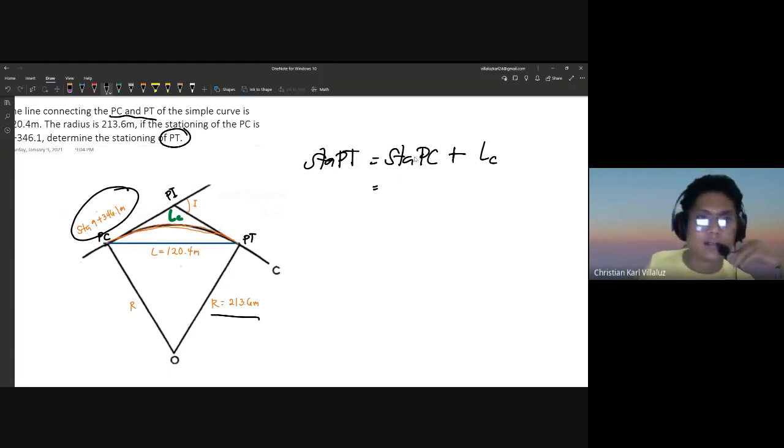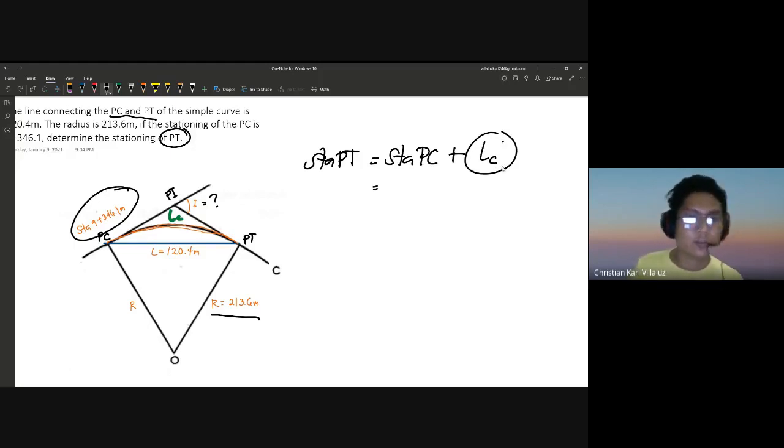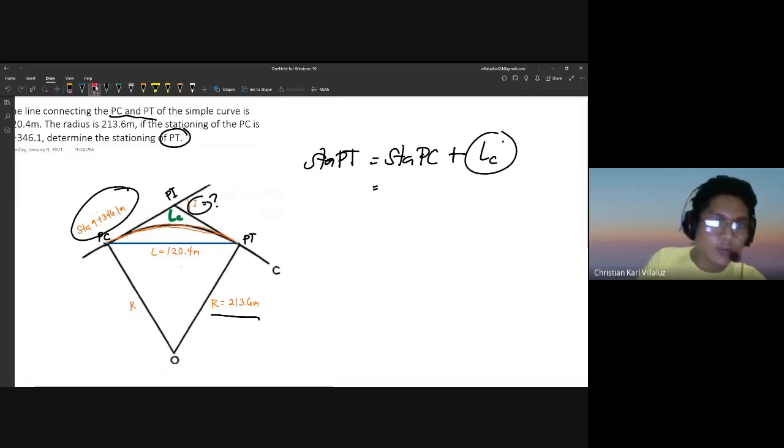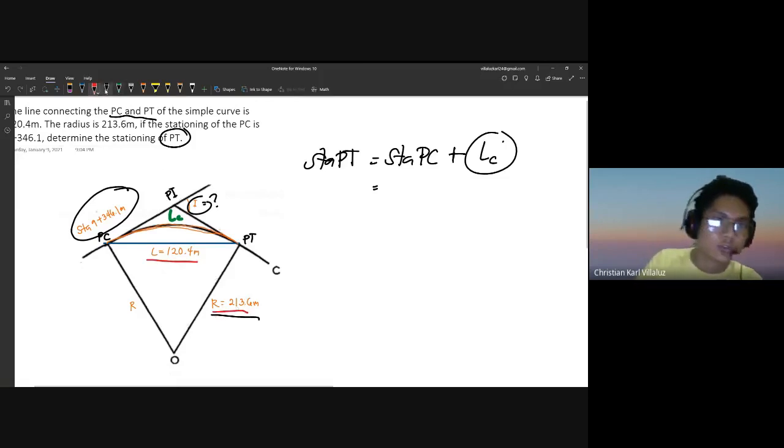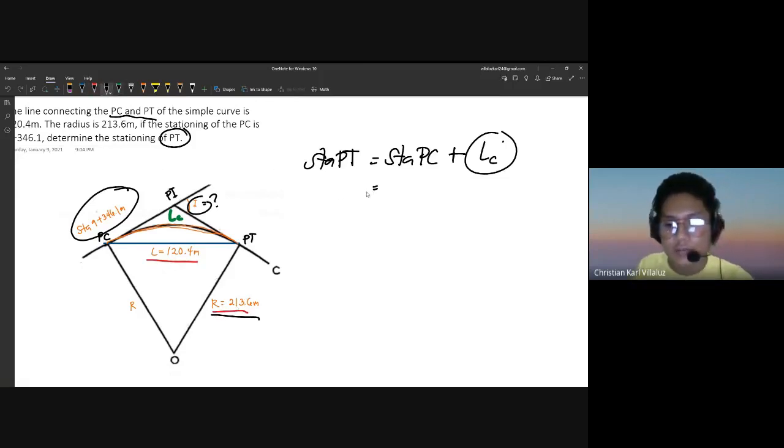But before that, madami pa kasing unknown. The angle of intersection is unknown. So, di pa natin kayang direktang sagutan ang length of curve, knowing that we don't have angle of intersection yet. So, saan natin pwedeng i-derive yung angle of intersection? Based on the given, we have length of chord and we have a radius. So, from the formula of the length of chord, we can substitute L and R from that formula so that we will be able to determine the unknown angle of intersection.